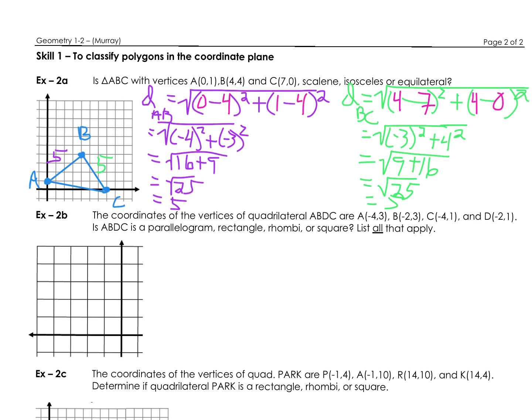Now at this point you might be going, oh, it's an isosceles triangle. Well, you have no idea what the length of this side is. It could be an equilateral triangle. Oh, well, it doesn't look like it. Well, you have to prove it. So we have to find the distance formula one more time.